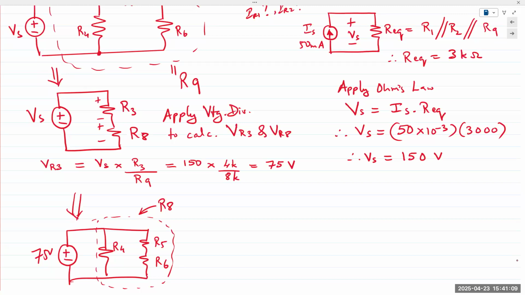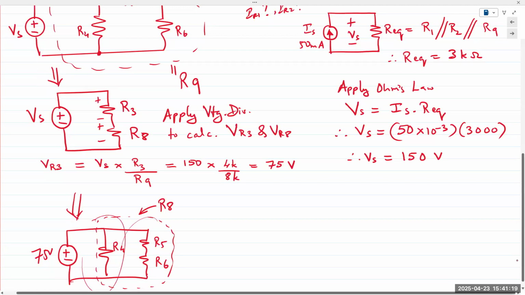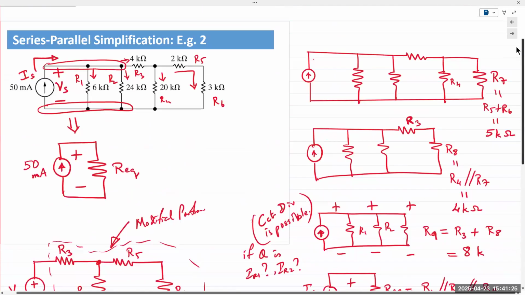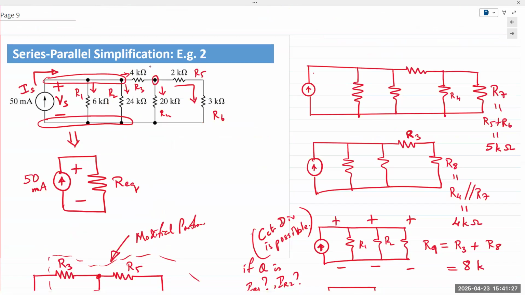So what do you see at this point? We see there are two parallel branches. That means 75 volts is applied to both branches, R4 and R5, R6, right? That's this node right here, these two nodes.